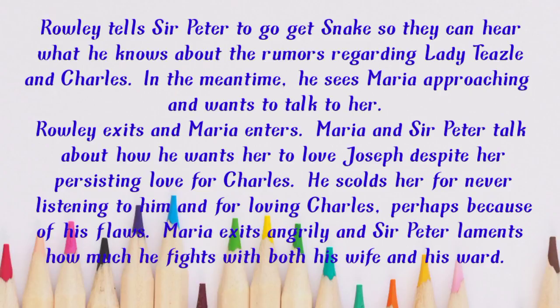Maria and Sir Peter talk about how he wants her to love Joseph despite her love for Charles. He scolds her for never listening to him and for loving Charles, perhaps because of his flaws. Maria exits angrily. Sir Peter laments how much he fights with his wife and his ward.